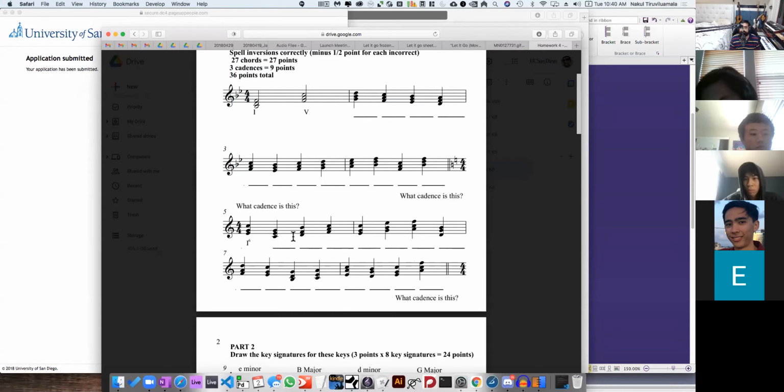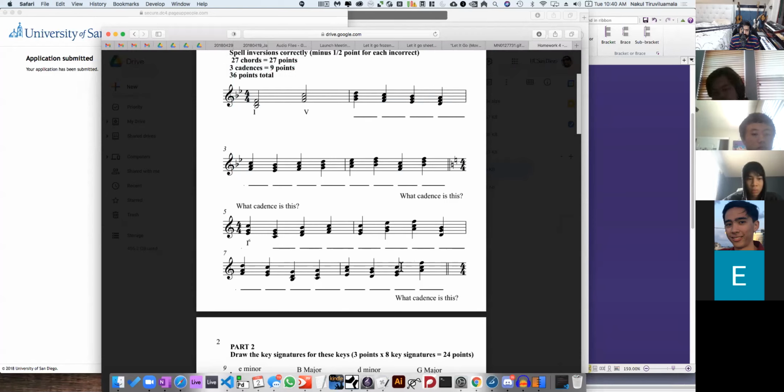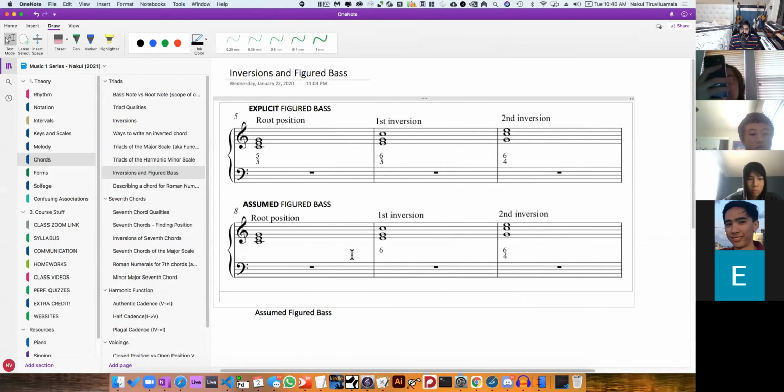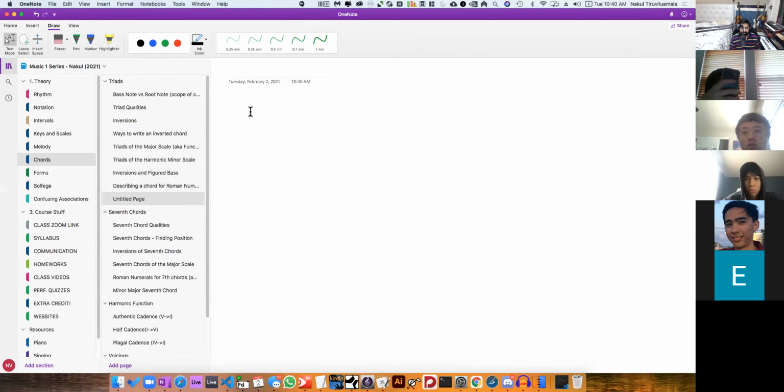So let's go on to the penultimate chord, okay? We've got this E, G, C, an E, a G, and a C. Now let's figure out what chord this is. In order to figure out this chord, I guess I can create a page. Example.